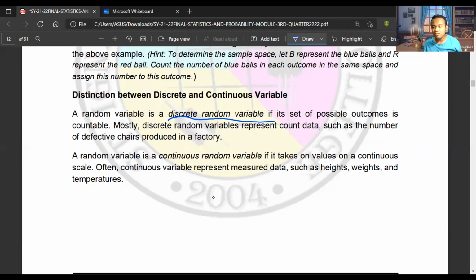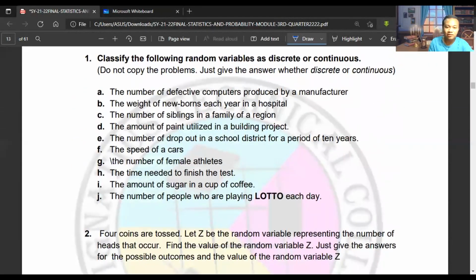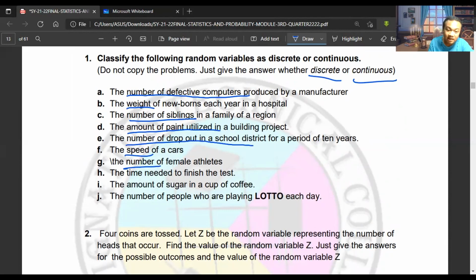Next, dayon temperature, di ba? Kanang magkuhan ka temperature, pila may kasagaran nga value, 36.5, di ba? Degrees Celsius. Muna siya ang pag-answer ninyo sa lesson 1 assessment, okay? So number of defective computers, unsa man na siya? Discrete ba na siya o continuous? Okay? Weight, number of defective computers. Next is weight, number of siblings, amount of paint utilized, number of dropout in school districts, speed of cars, number of female athletes, time, amount of sugar, number of people who are playing Lotto each day.